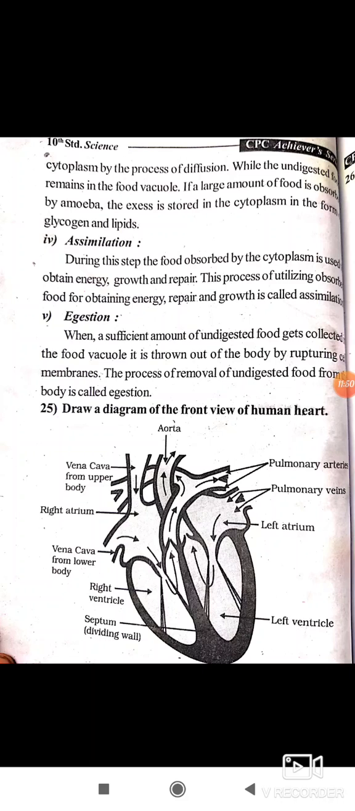And next one is, draw a neat diagram of the front view of the human heart. So this diagram is very important in your examination. So all of you practice this diagram, because this diagram is very important.